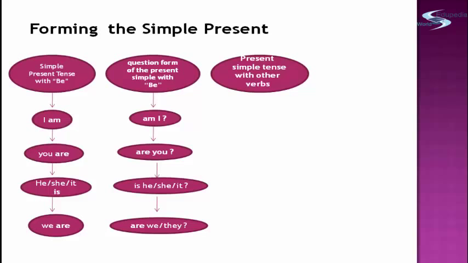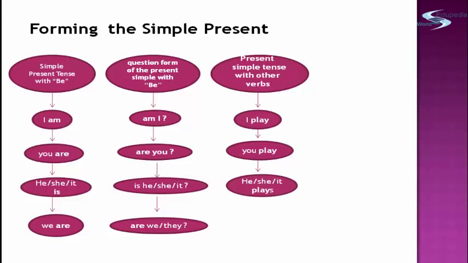We have the following pattern in the present simple tense with other verbs. The first one, for the first person, I play. Second person, you play. Third person singular, he, she, it plays. If you notice, there is now an S in the verb. This is especially true in the third person singular. Third person plural, we, they, play. It doesn't have an S.